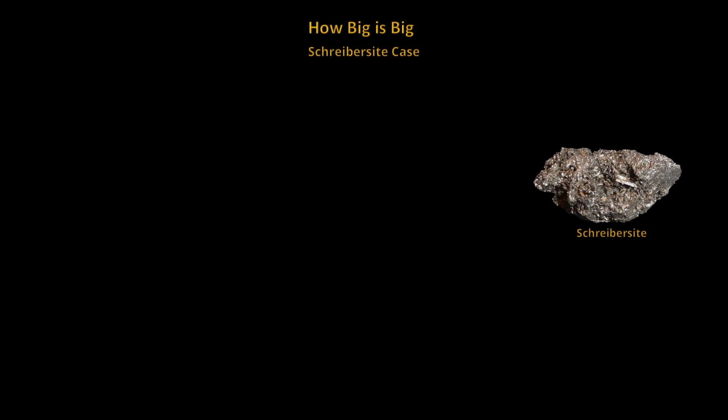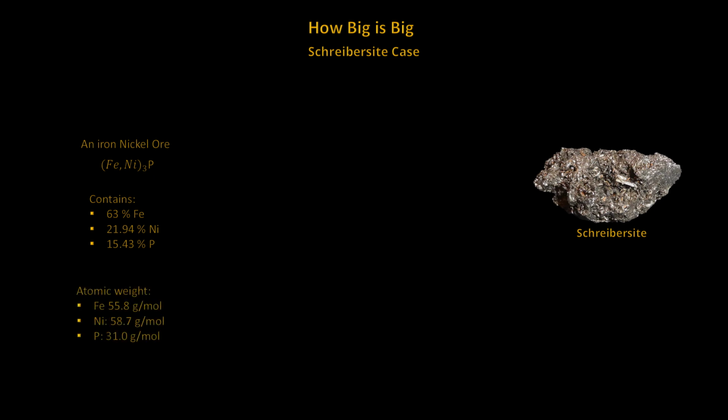Presented here is a real-life example using a rare metallic ore known as schreibersite, a mineral deposited by hydrothermal mineral-rich fluids. This rare mineral ore is a natural alloy, referred to as a ferroalloy, as it is rich in iron. The formula is shown as 3 parts iron and nickel together and 1 part phosphorus. Constituently, it is roughly 63% iron, 22% nickel, and 15% phosphorus. The atomic weights are shown for each element. The mass weight of the ferroalloy is also shown.